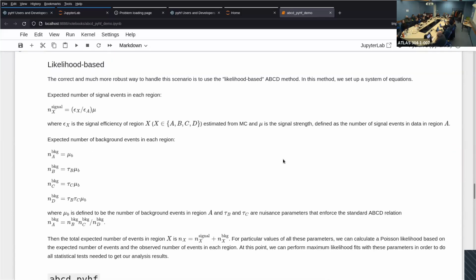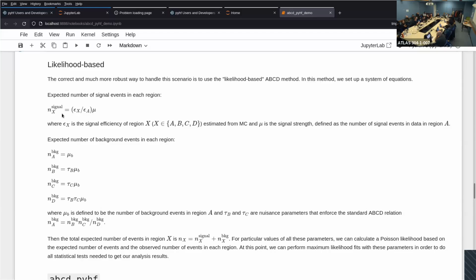So the more common approach, and the one that's really more correct, is to use the likelihood-based method, where you set up these relationships. You basically have nuisance parameters that aren't particularly interesting, other than just being able to set limits on or observe the signal. So mu here is the signal strength, and it's defined to be the mean, the expected number of signal events in region A, given some luminosity and real signal cross section.